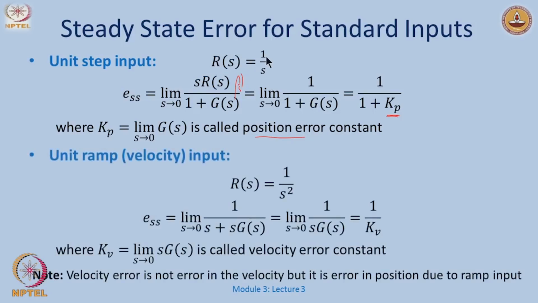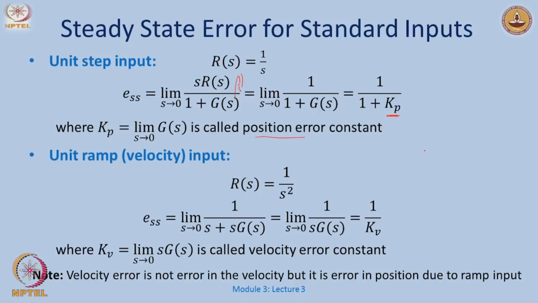Now, similarly, if I go to an input which is a ramp, where I am tracking a ramp, the steady state error is, again I do all the computations, one of the s disappears and I am just left with this, this guy goes to 0. Okay, let us compute that.